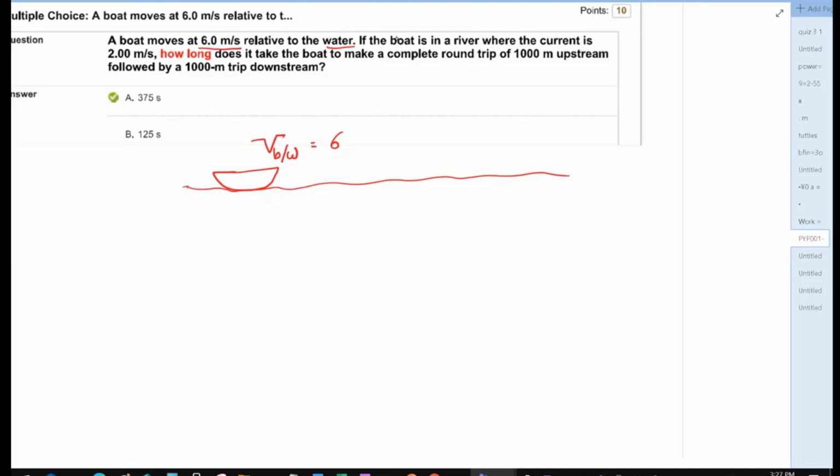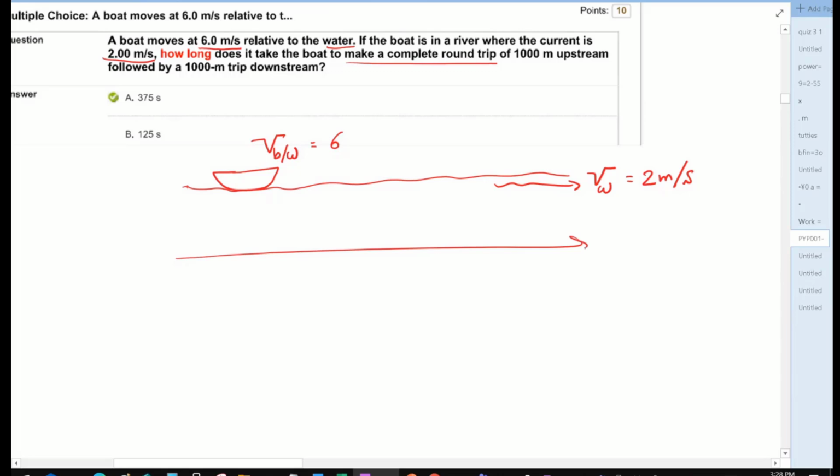If the boat is in a river where the current is 2 meters per second, the current itself, the water itself, moves at a speed of 2 meters per second. How long does it take the boat to make a complete round trip? Complete round trip, it goes forth and back. So that's a complete trip of 1,000 meters upstream followed by 1,000 meters downstream.